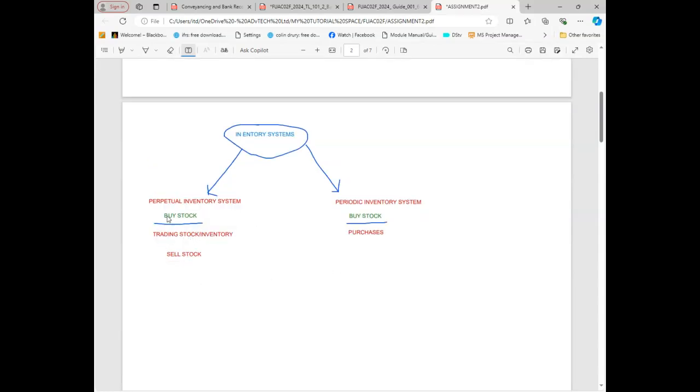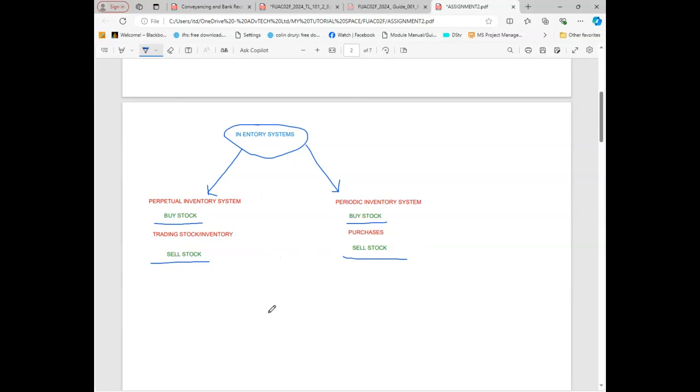So the question is, what if now we sell? I'm going to show you both sides. Now we sell that stock. Stock can be called merchandise. It can be called goods. You know that. Yes.